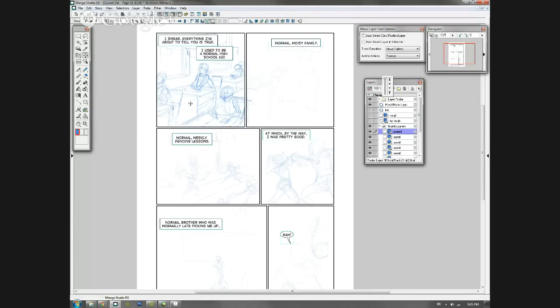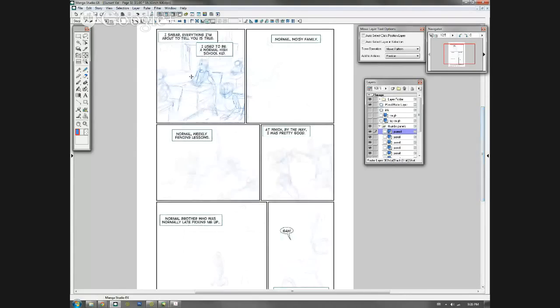Okay. This is just my very rough roughs that I've got on this page. I've done each of them on a panel, so each rough is on its own layer. Each panel is on its own layer, which means I can take each panel and move it around and resize it and things like that.